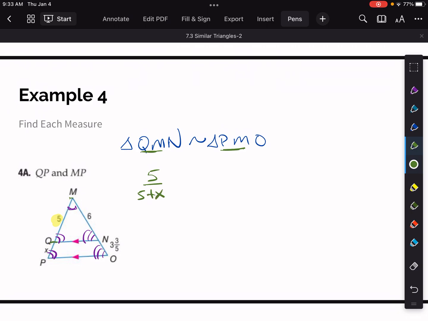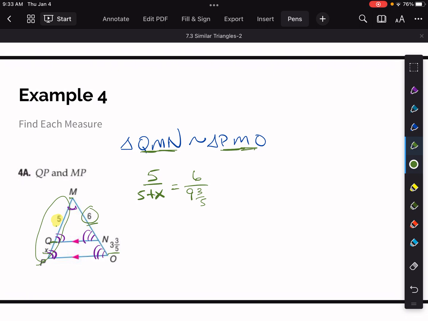Okay, so we have 5 over 5 plus X, because the total distance from P to M would be 5 plus the unknown X. Then that has to equal the 6 over here, which is MN. MN corresponds with MO. MO would be the total of 6 plus 3 3/5. If I add those two together, I get 9 3/5. So I would set it up like this.